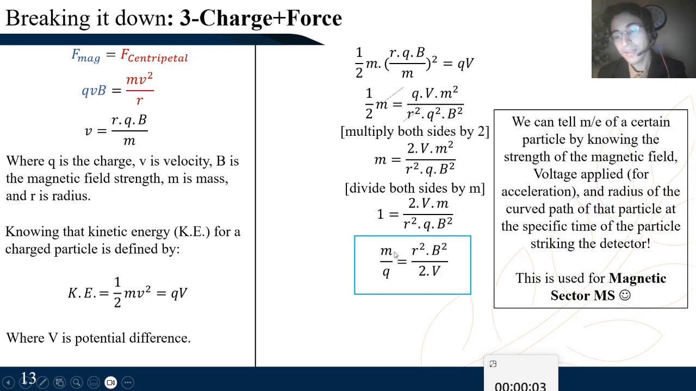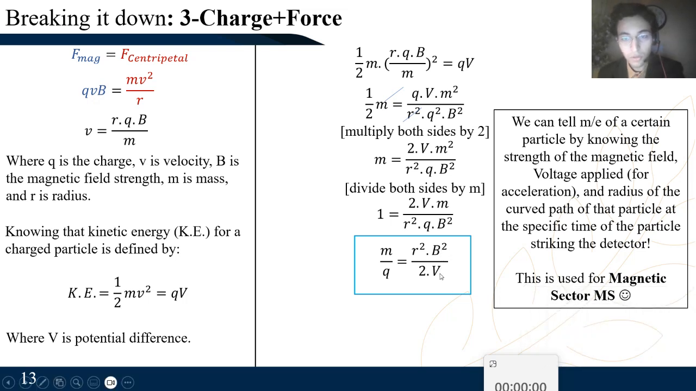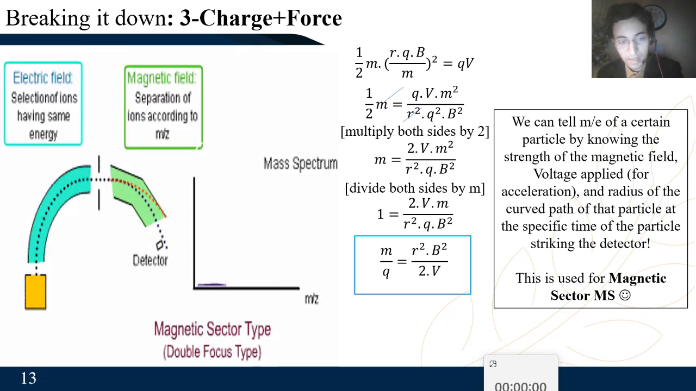Look at this, you can tell the mass over charge ratio knowing the strength of the field, and the voltage between the two plates that causes the ion to accelerate. And the radius here, well, I don't know the radius of the trajectory, but we can make our instrument have a fixed radius so that this one is fixed, and we can manipulate the strength of the magnetic field and the voltage. That tells us when B is equal to X and V is equal to Y, we get exactly M over Q, which will be assigned to this.